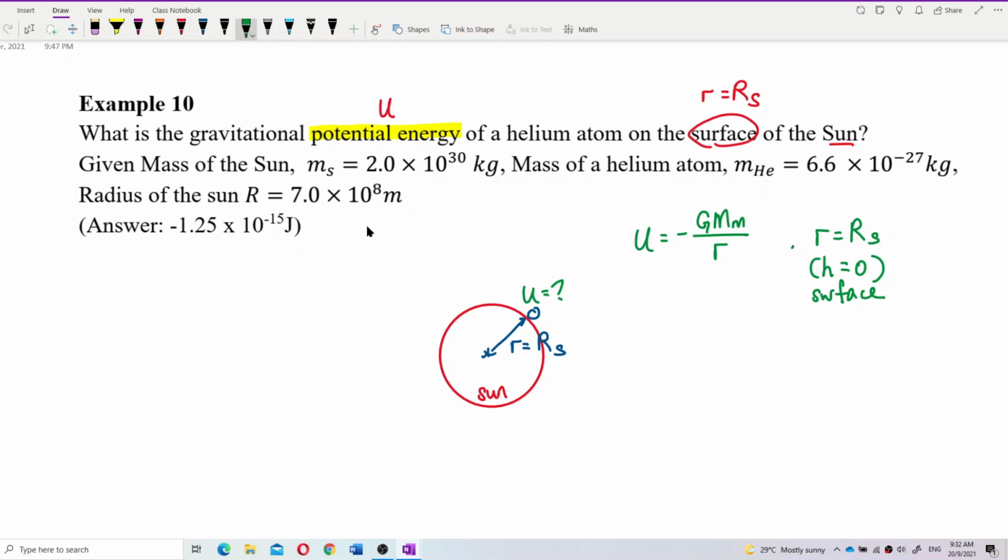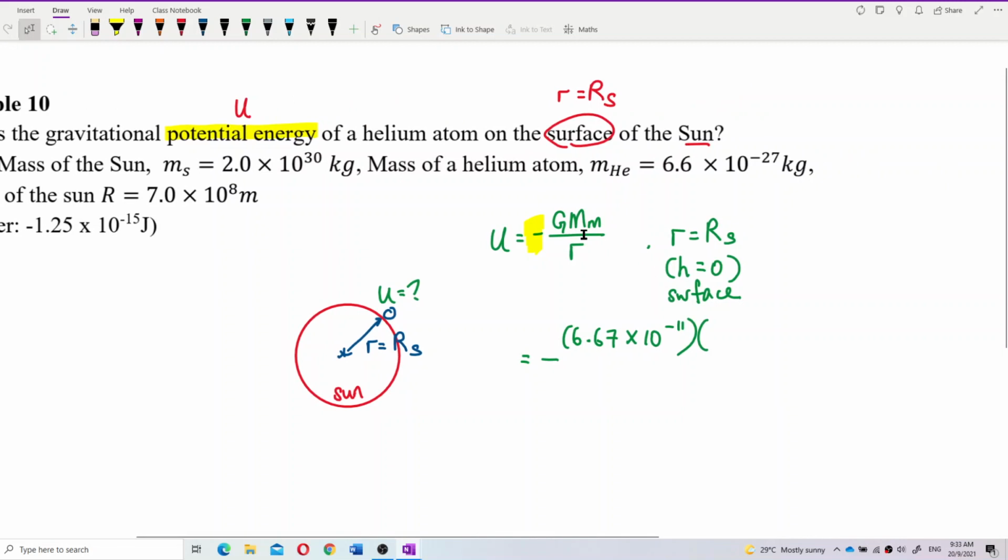Remember you must have a negative sign here, because you are inside the gravitational pull of the sun. You are not free from the gravitational pull of the sun. Let's substitute all the values. What's the value for G again? G is called the gravitational constant, 6.67 exponent negative 11. And mass of the sun.